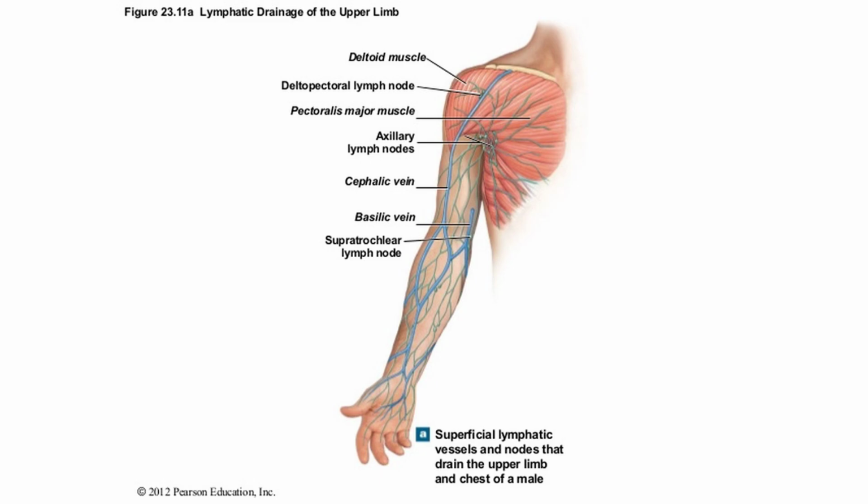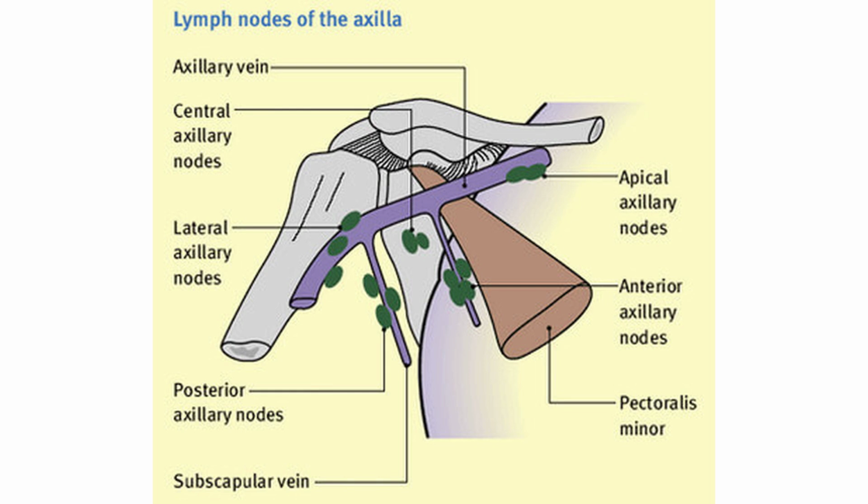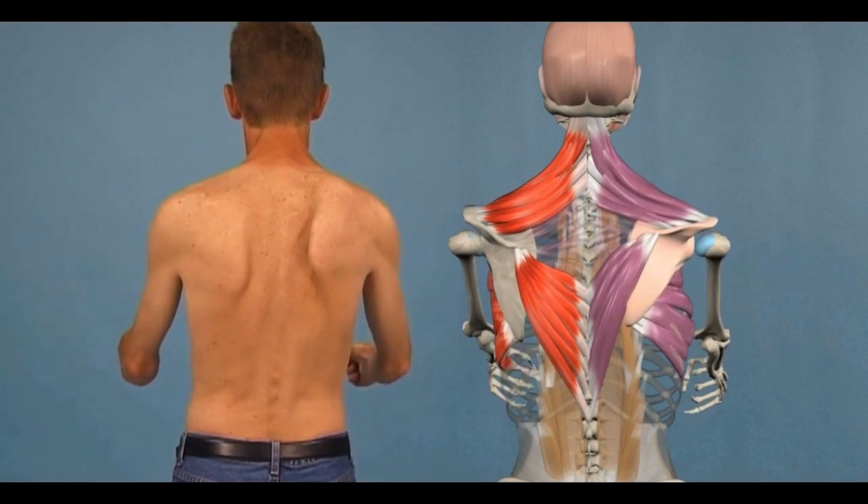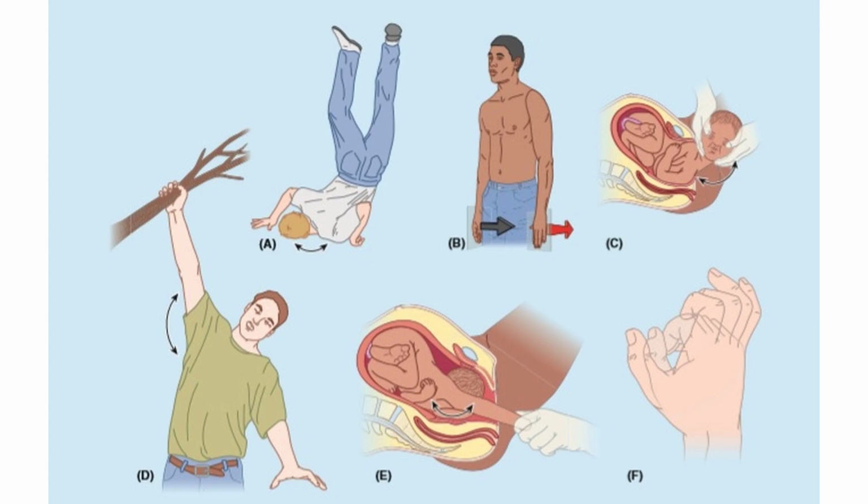The first part gives the superior thoracic artery. The second part gives the thoracoacromial artery and lateral thoracic artery. The third part gives the subscapular artery and anterior and posterior circumflex humeral arteries.